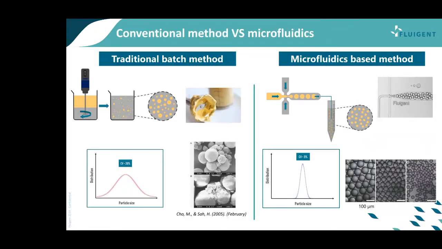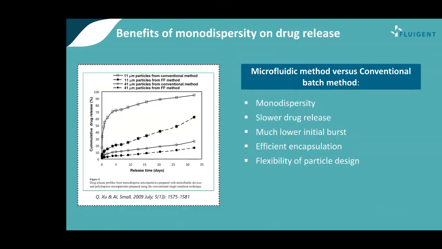So if we compare in terms of monodispersity of control, traditional batch appears with a dispersion of around 20% in terms of particle size, and the microfluidic-based method allows us to go down to 5% in dispersion, so really high monodispersity, which is one of the best advantages. But what does this monodispersity mean in terms of application?